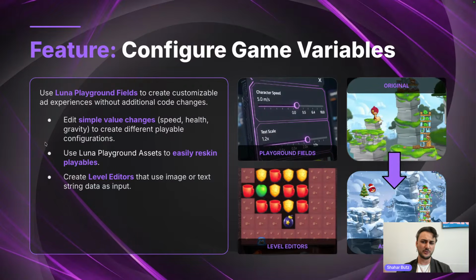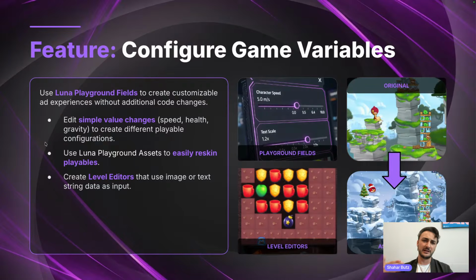This way, you or your game designer or anyone on your team or your client, they can create different variations of your playable, which is extremely important. Obviously, we want to A/B test many different versions of our playable and see what users best react to. And by simple values and variables, I obviously mean stuff like speed, health, gravity, maybe more complex stuff like what level we start the playable on.